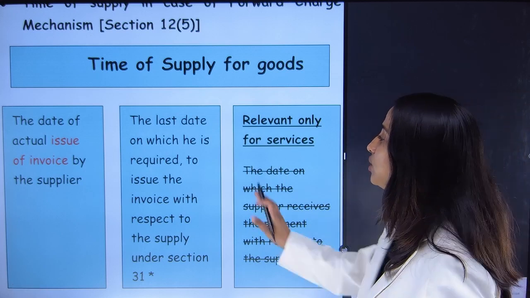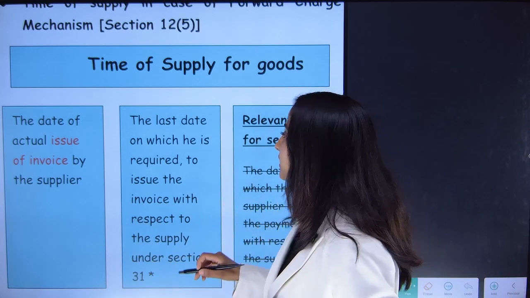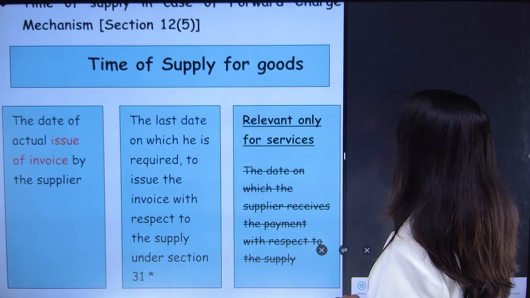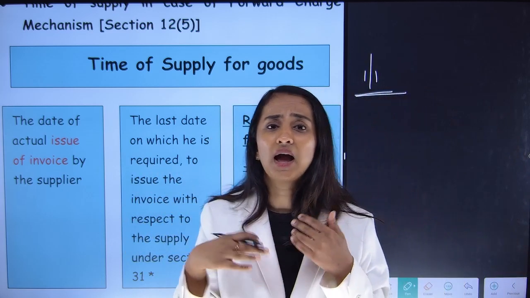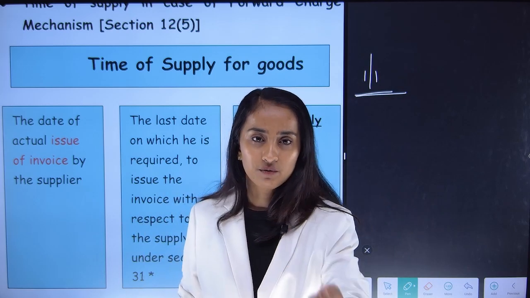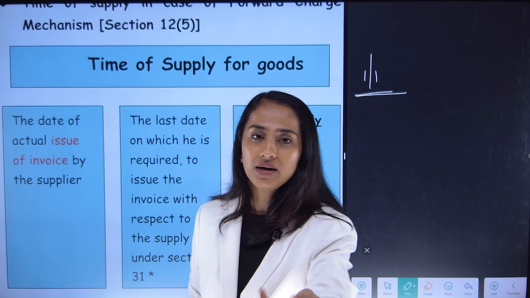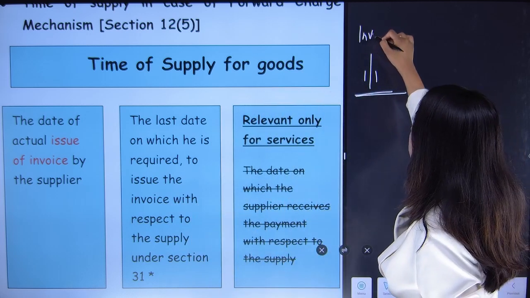So in our first case, we will be covering forward charge mechanism for goods, the time of supply for goods. Under this, there are three instances. So there are three events that is going to happen. The date of actual issue of invoice by the supplier. Let's say I'm a chartered accountant, I filed your income tax returns, I did something for you, I issued my invoice payable to Raksha and associates, whatever, on 1st January. This is my invoice date.